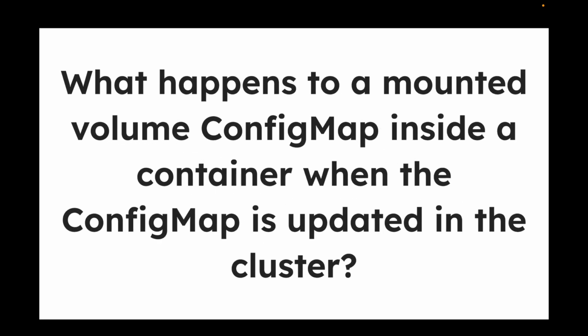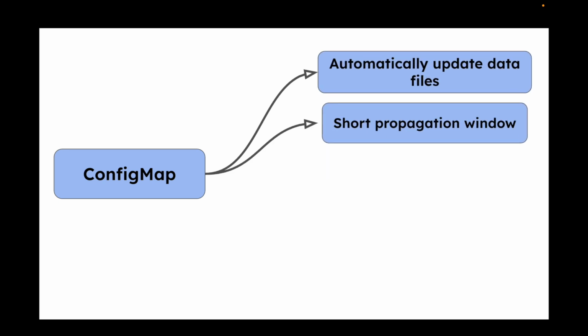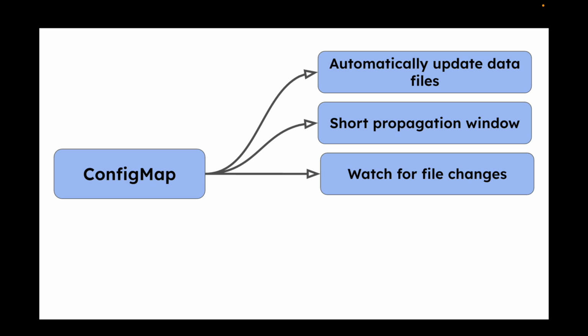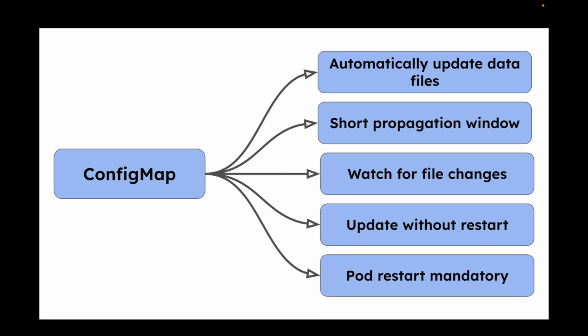The next question is, what happens to a mounted volume config map inside a container when the config map is updated inside the cluster? So if the config map is mounted as a volume, Kubernetes will automatically update the data files inside the container shell within a short propagation window. However, the application code must be built to watch for file changes to consume the updates without a restart. But if it was injected as environment variables, then a pod restart is mandated.